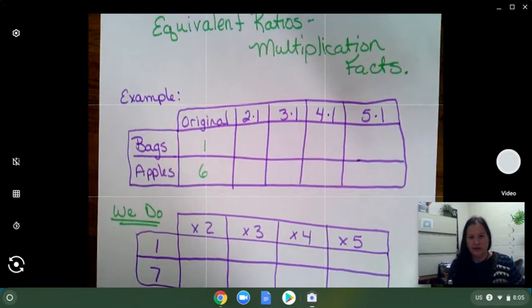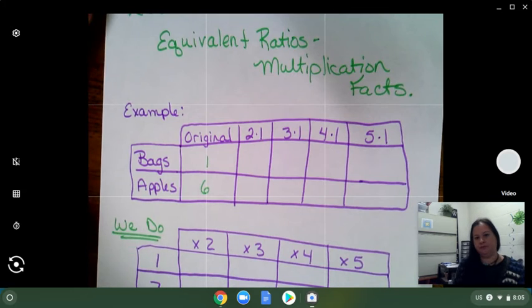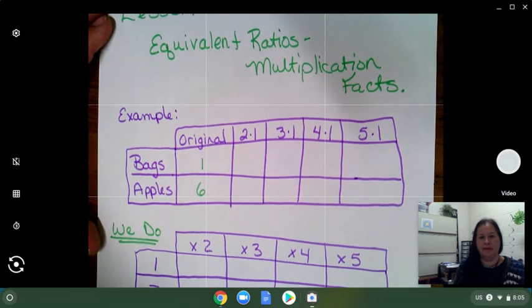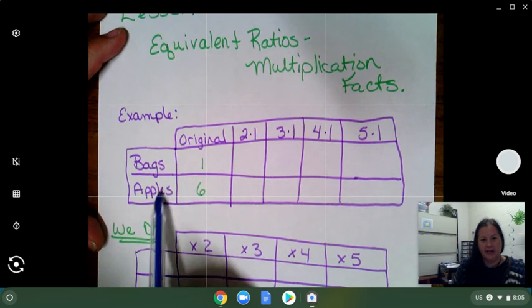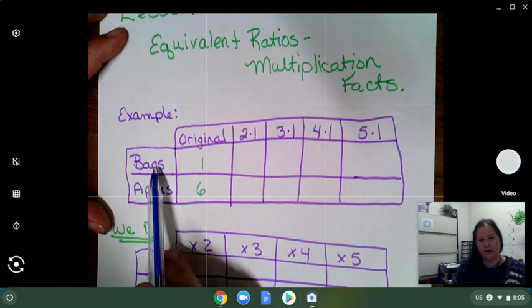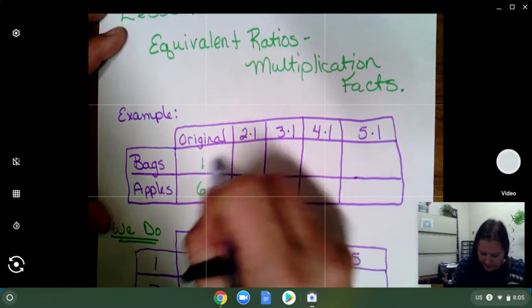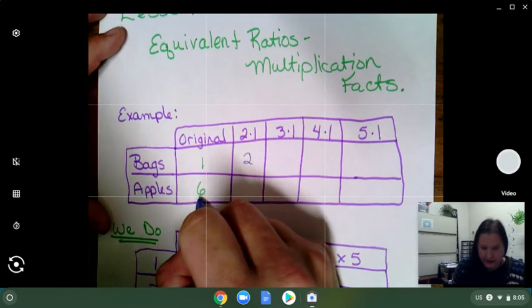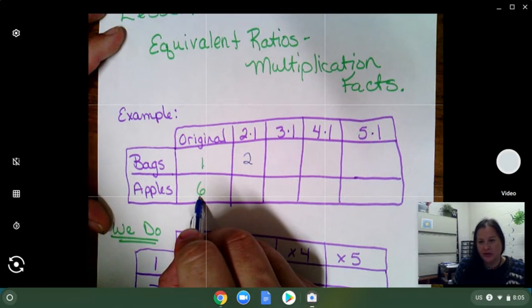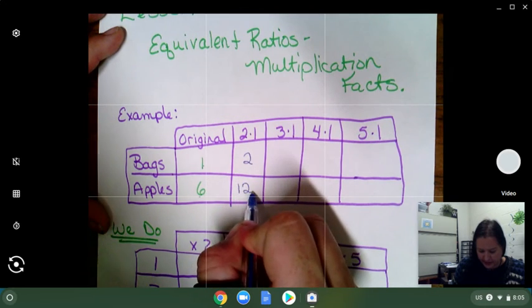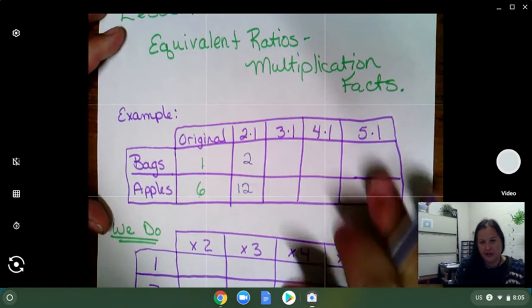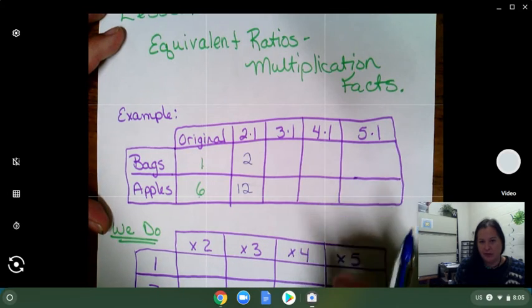So let's go over a few here that I found on your assignment. Here we have the number of bags and how many apples are in a bag. So if we have 2 bags, that's 2 times 1 is 2, then the apples will also increase by 2, right? So here, if we wanted to, we could just fill out the multiples of these numbers in order to find these ratios.